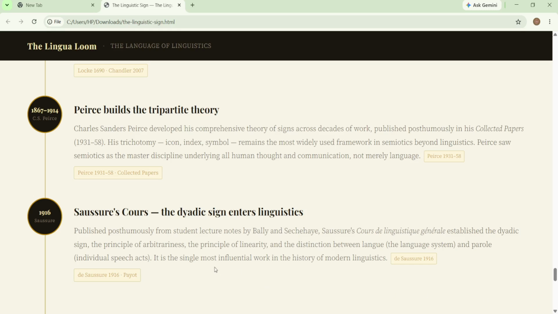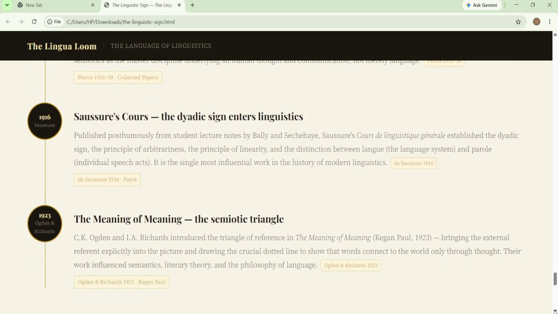Then comes, in 1916, Saussure's dyadic sign. It was published by his students from lecture notes, by Bally and Sechehaye. Saussure's Cours de linguistique générale, which in English means Course in General Linguistics, established the dyadic sign, the principle of arbitrariness, the principle of linearity, and the distinction between langue, the language system, and parole, the individual speech act. It is the single most influential work in the history of modern linguistics. We'll discuss langue and parole later.